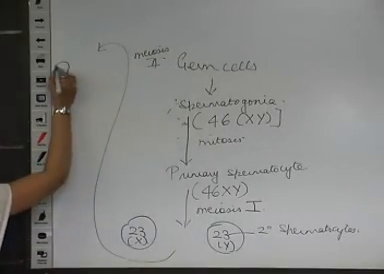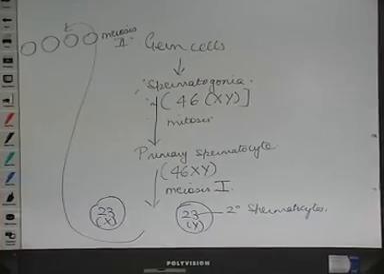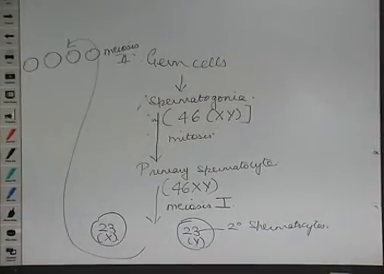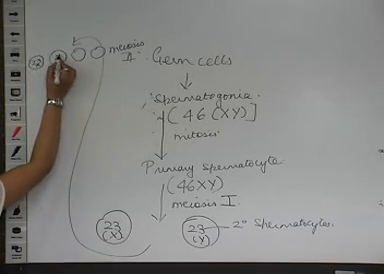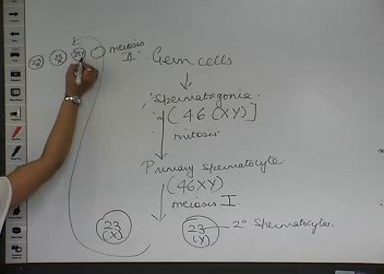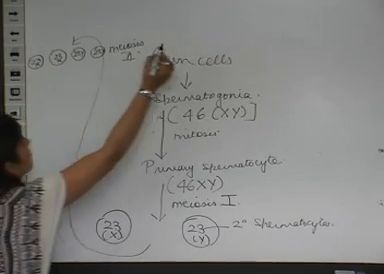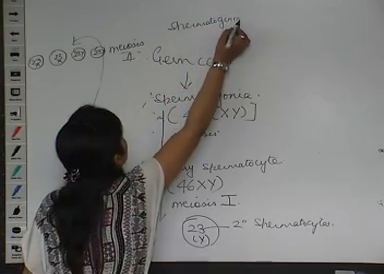And they will form 4 spermatids. As I told you, meiosis 2 is similar to mitosis. Therefore, chromosome number remains the same. 2 of them will have 23X, 2 of them will have 23Y. This process is called spermatogenesis.